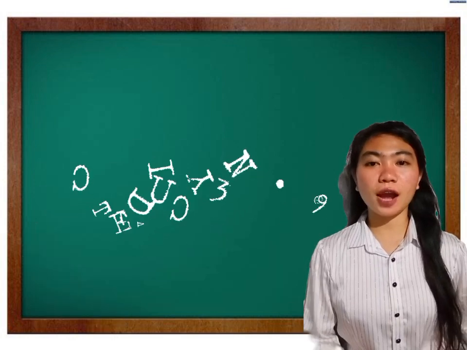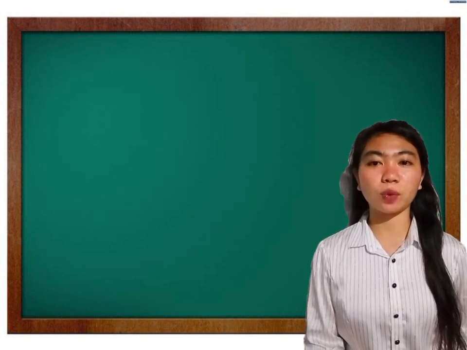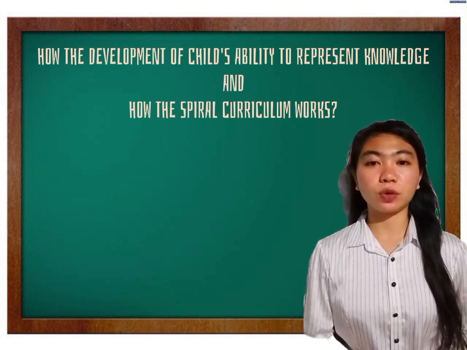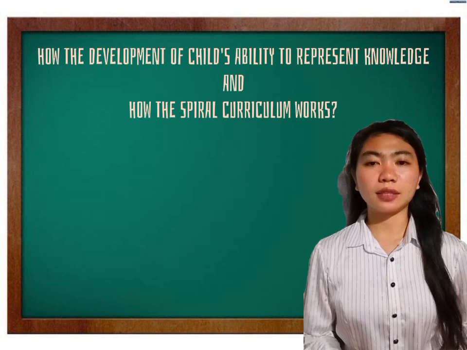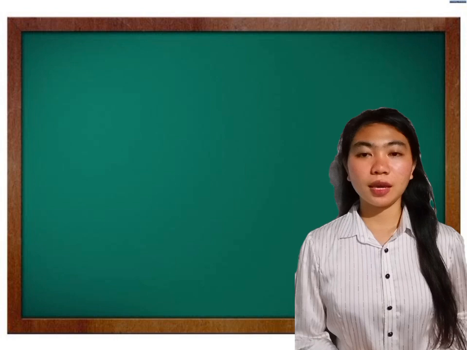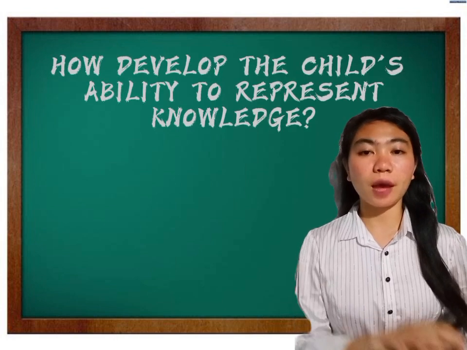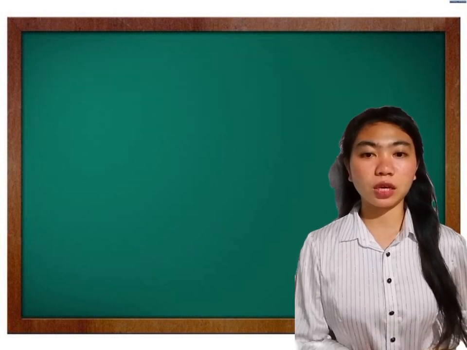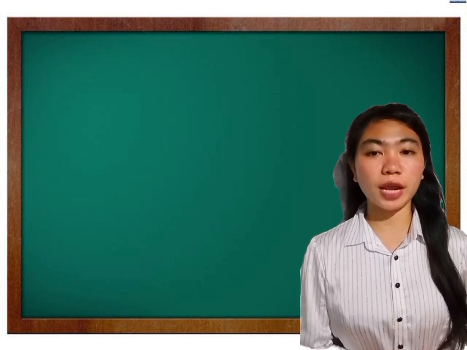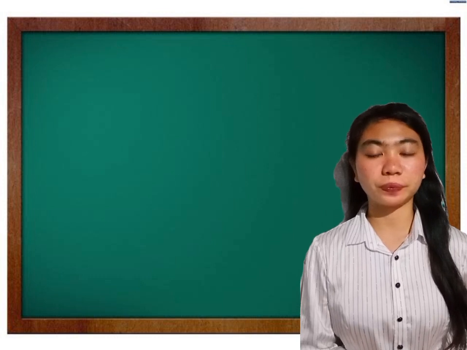This video is for activity number 9 of EDUC 312 subject, and I will be going to explain how the development of child's ability to represent knowledge and how the spiral curriculum works. So first, let's discuss how the development of child's ability to represent knowledge. In this lesson, we will discuss Bruner's theory and development and his 3 modes of representation.